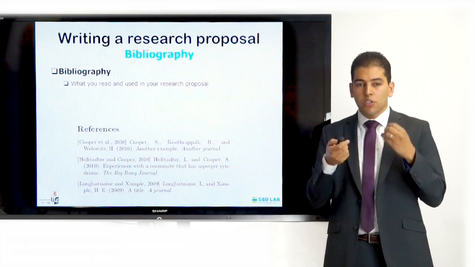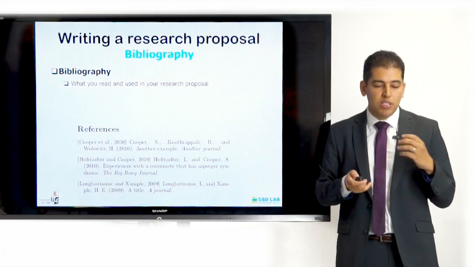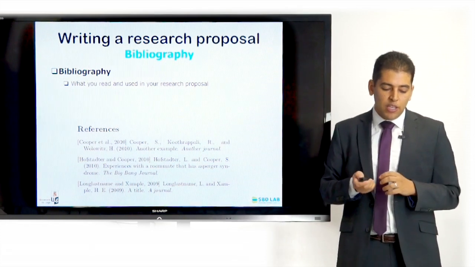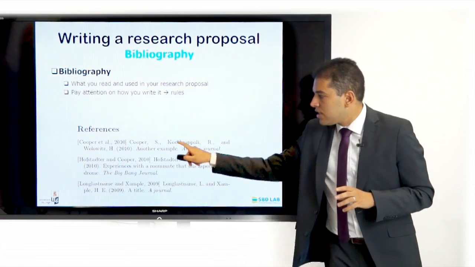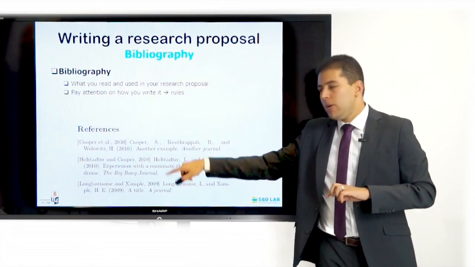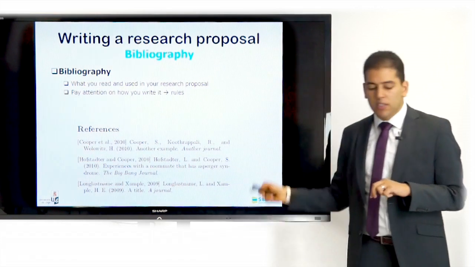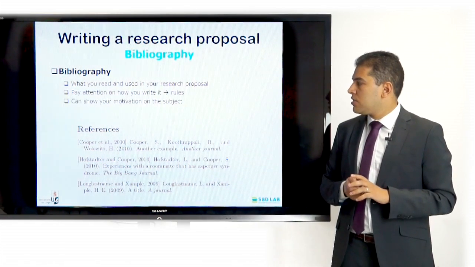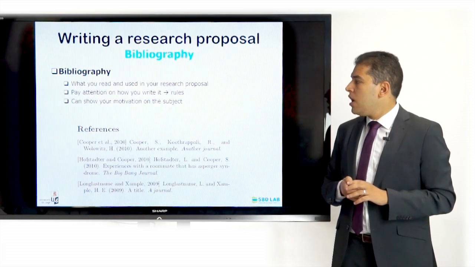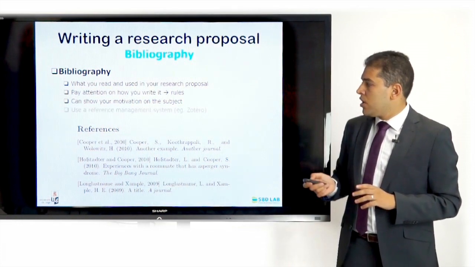This means that the more you describe the key publication-related topics, the more it shows you did your homework and you read. You should pay attention to how you write it, because there are rules in citation. You should write, for example, the family name, then the year, then the title, then the city, and so on. There are different styles. Make sure you are using the right style. Just ask your supervisor for that. And you can show your motivation on the subject also based on that.